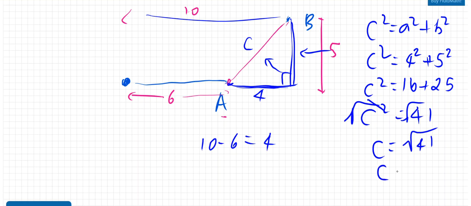And C to one decimal place, we will approximately get 6.4 meters. Don't forget to write your units as well. So that's what you should have worked out.